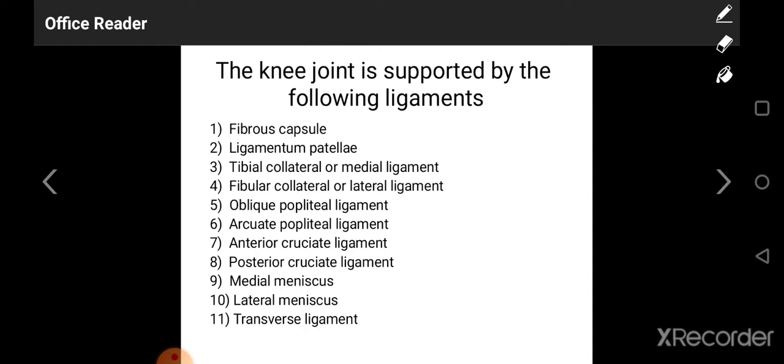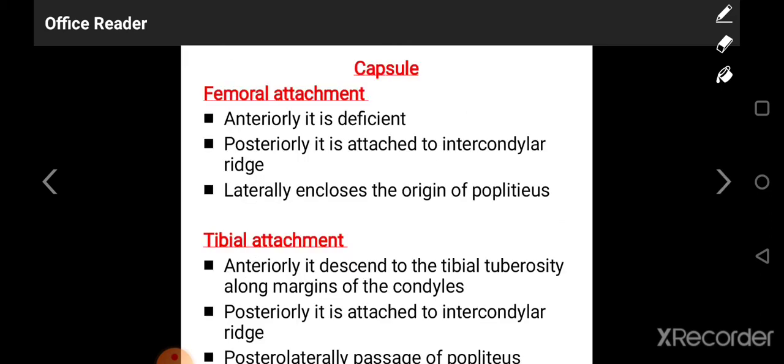That is the fibrous capsule, the ligamentum patelli, the tibial collateral, or we can say the medial ligament, the fibular collateral, or we can say the lateral ligament, the oblique popliteal ligament, arcuate popliteal ligament, anterior cruciate ligament, posterior cruciate ligament, medial meniscus, lateral meniscus, and the transverse ligament. These are the supporting ligaments of the knee. So here we discuss about the attachments of these ligaments.